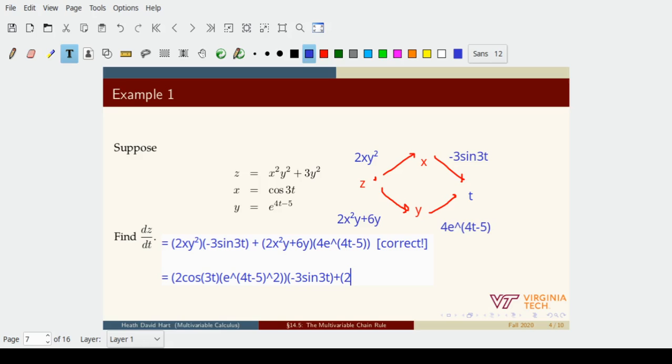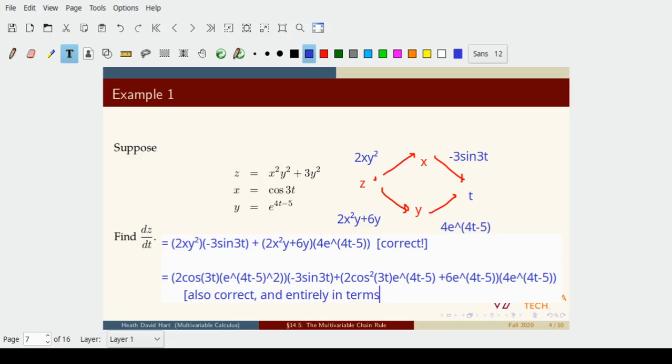Substitute for x. So this becomes cosine squared of 3t times y, e to the 4t minus 5, plus 6y times the derivative 4e raised to the 4t minus 5. And this is also correct and entirely in terms of t.